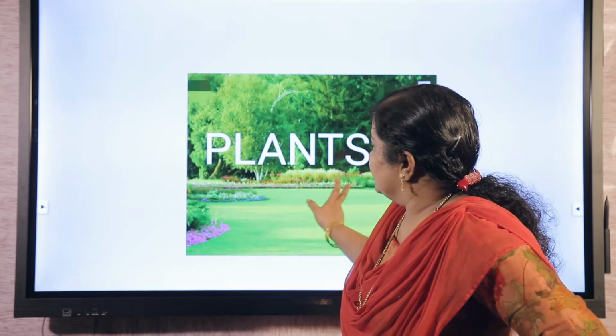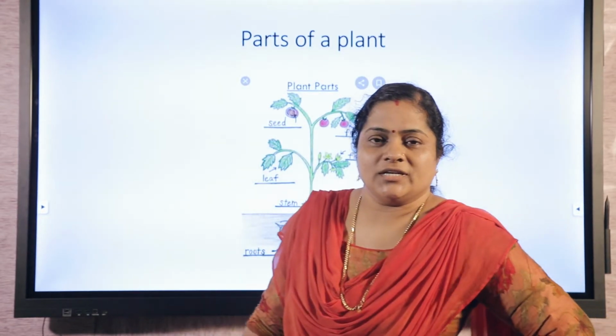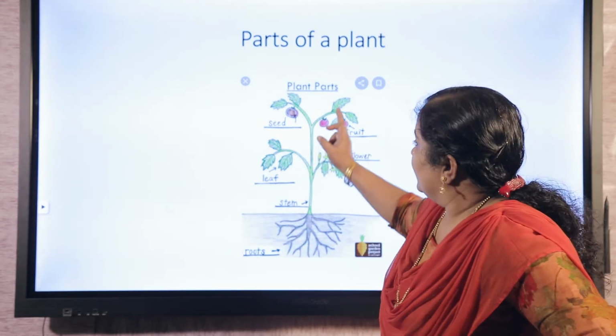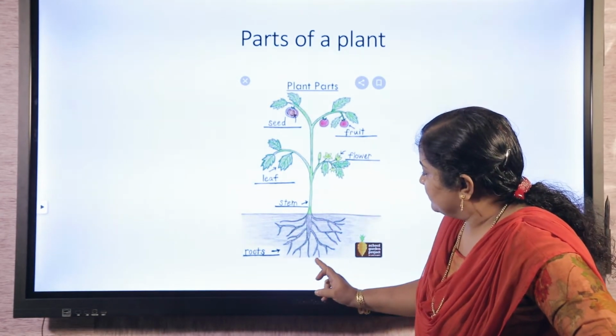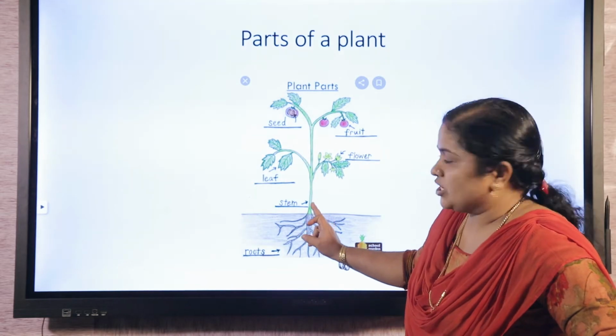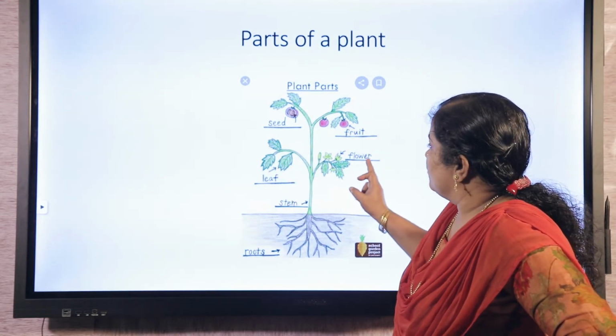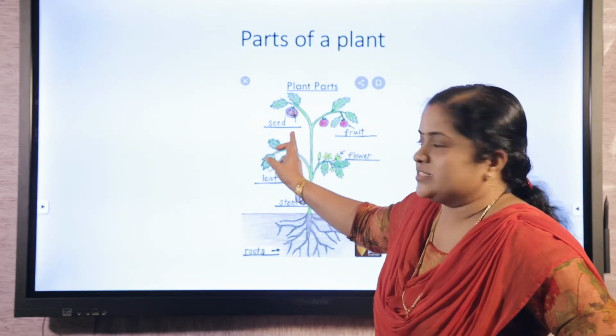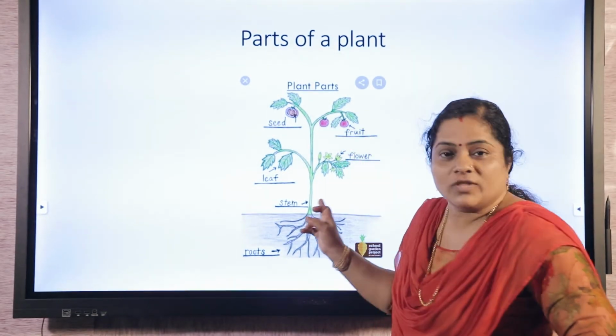Yes. Okay, let us start. I will show the picture. Just see the picture. What are the different parts we can see in this picture? The root, stem, leaf, flower, fruits, and inside the fruit we can see seeds. So these are the main parts of the plant.